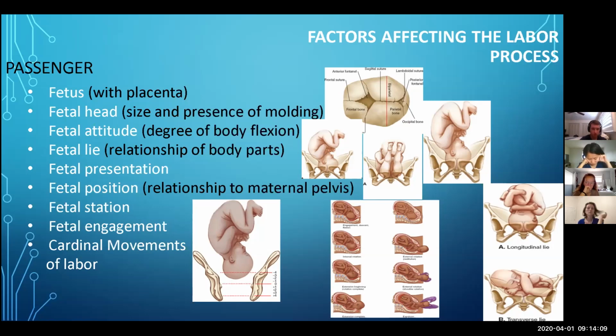So this is what we use as examiners to be able to identify what station the baby is at while we're doing our vaginal exam. I want you to take a peek at this slide and see that 0 station, again, is level with those bony prominences or the ischial spines. Then as we move up here, we have -1, -2, that's where this baby's at. This baby's at -2 station, -3, and -4. So we're moving away from those ischial spines. As we move closer to birth, we go into the positive numbers. So we have a +1 station, a +2 station, a +3 station.